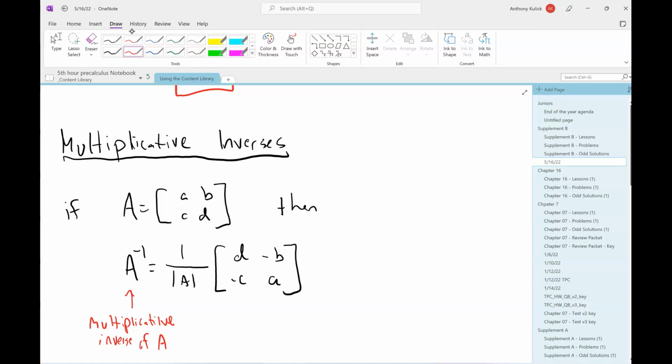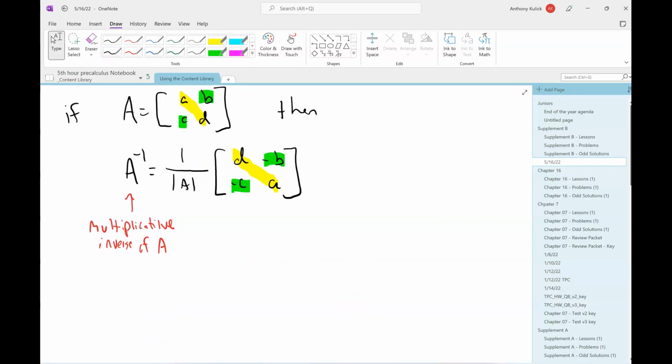So our formula is going to be 1 over the determinant of A times the matrix D, -B, -C, A. Notice that this matrix on the right is just a version of our original matrix. We swapped the entries along the main diagonal and then negated the entries on the other diagonal. Let's do a numeric example just to demonstrate.